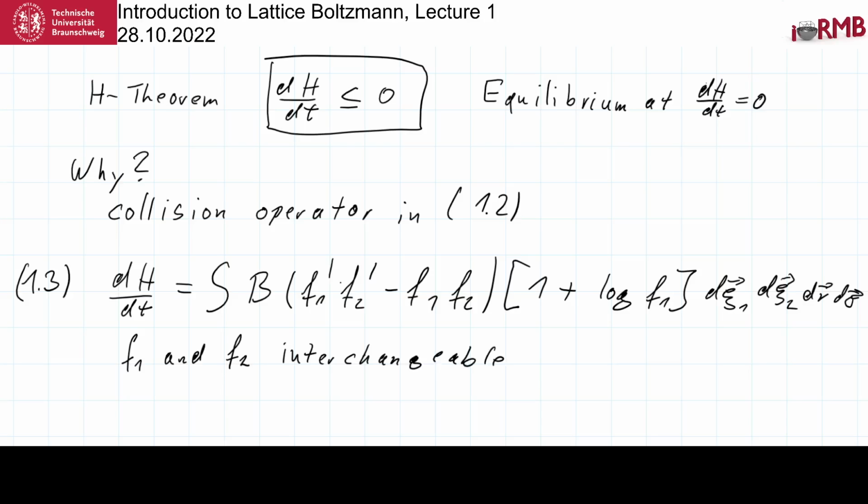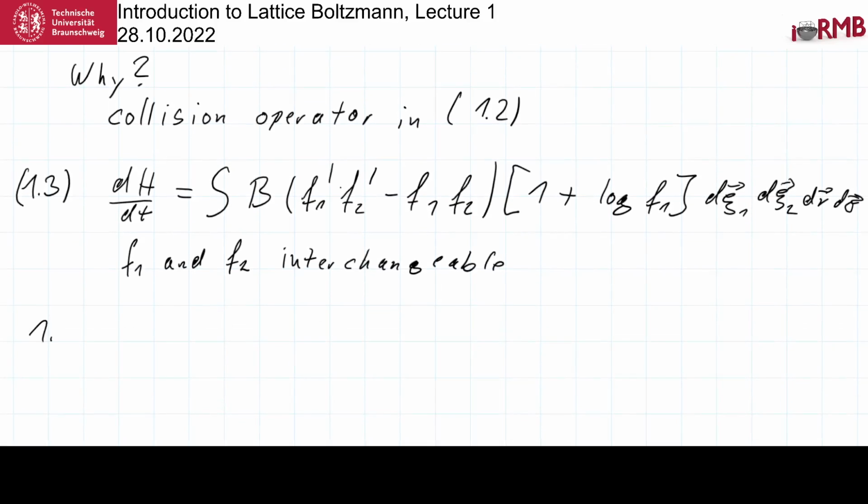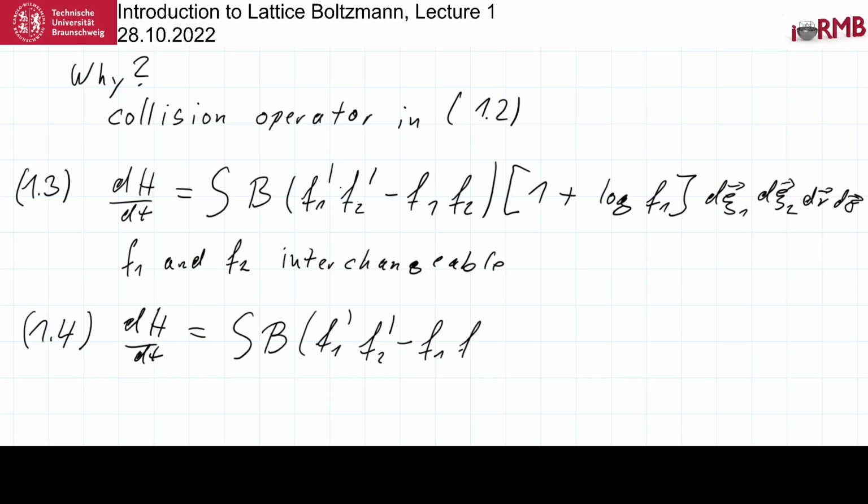Meaning that if this is true for f1, then it will also be true for f2, which means we can write equation 1.4, which looks exactly the same, with one small difference. So we have again f1' f2' minus f1 f2, and here 1 plus, and the only difference is that now we have the logarithm of f2, and here we have the entire stuff again.